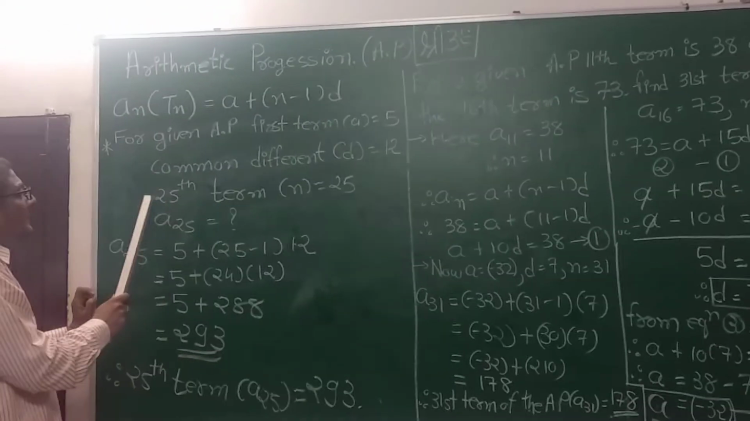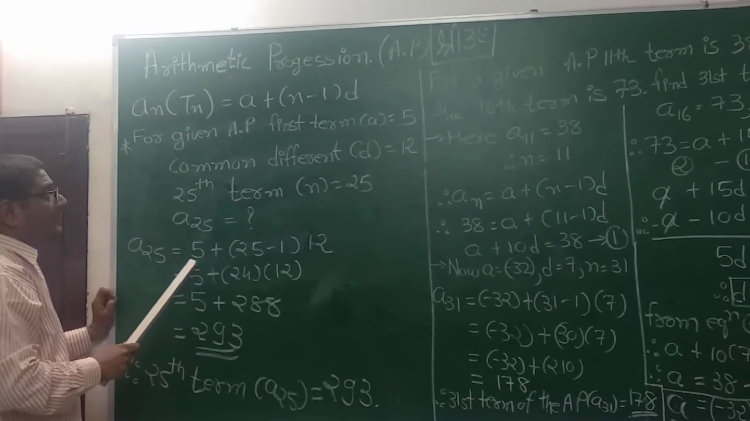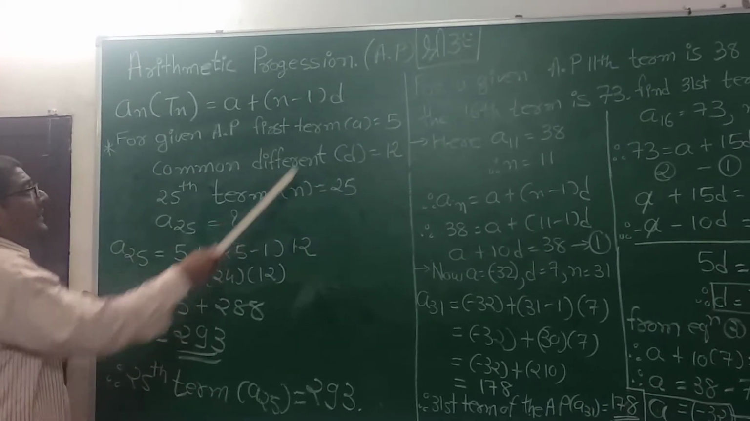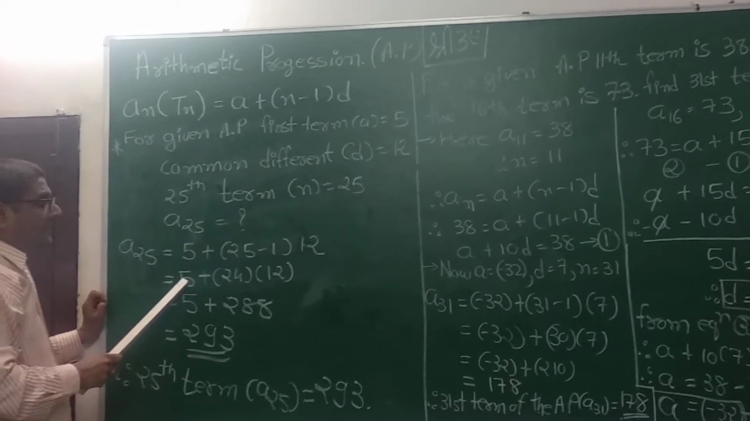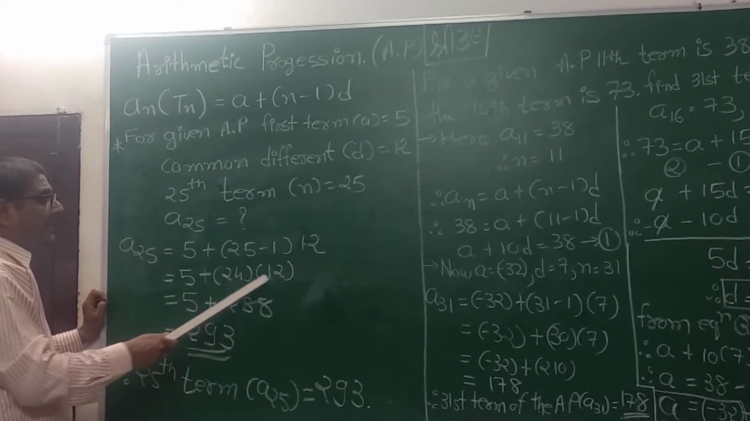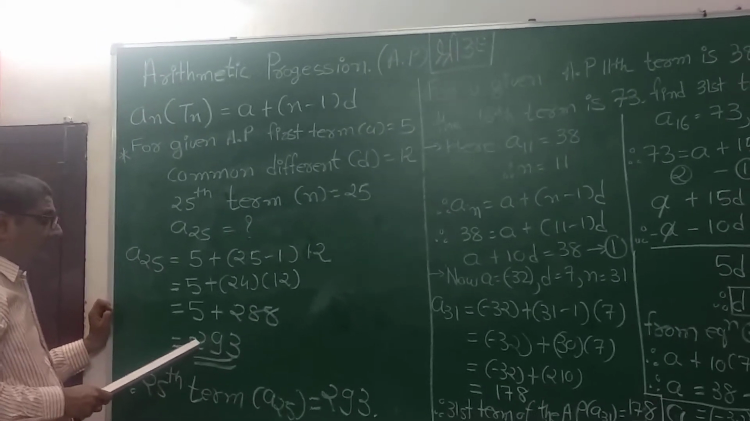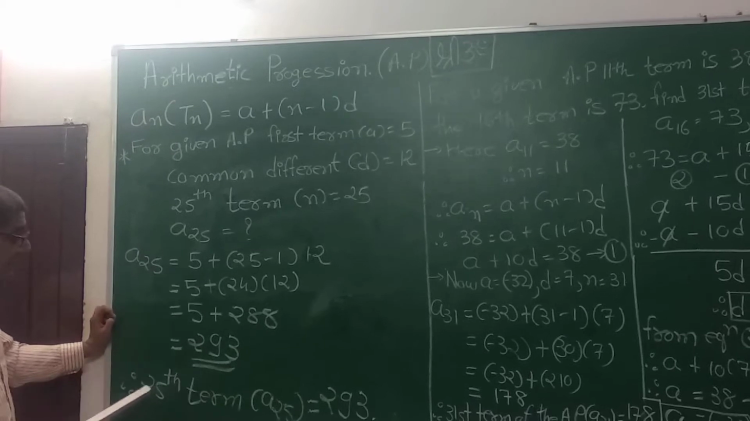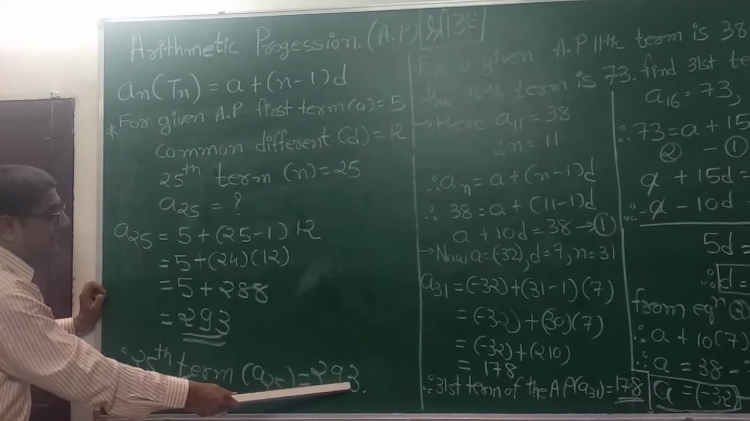Instead of n is equal to 25, so A25. The value of A substitution is equal to 5, n is equal to 25 minus 1 according to the formula, and D is equal to 12. So simplification: 5 remains as it is, 25 minus 1 is equal to 24 into 12. 24 into 12 is 288. 288 plus 5 is equal to 293. So in this particular AP, the 25th term, that is A25, is equal to 293.